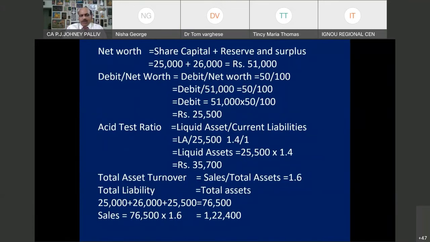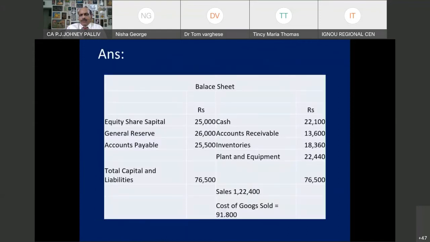Total liability is total assets. Therefore, 25,000 plus 26,000 plus 25,500 is total assets, and therefore sales is equal to 76,500 into 1.6. Therefore, turnover is 76,500 into 1.6. It is equal to 1,22,400. So, sales figure we can write as 1,22,400. Let it be there.